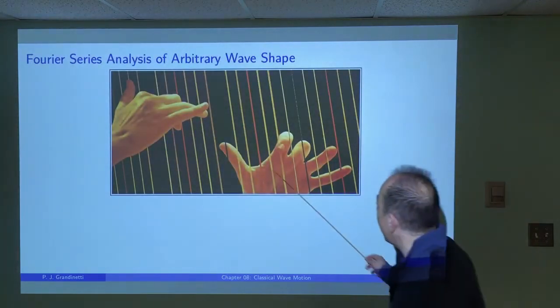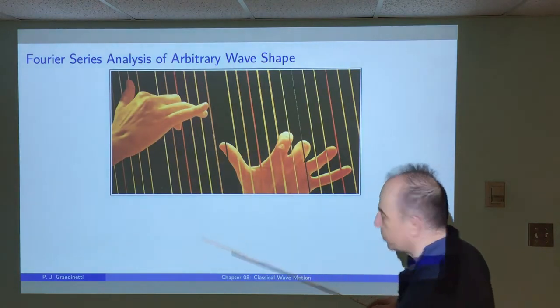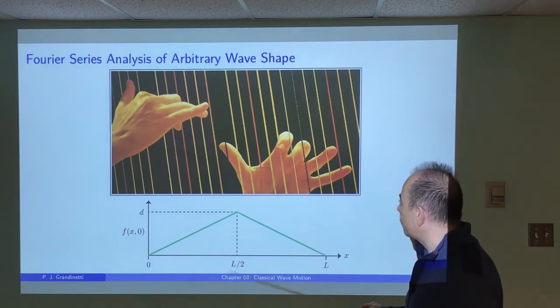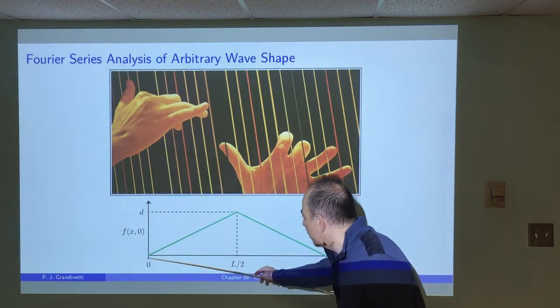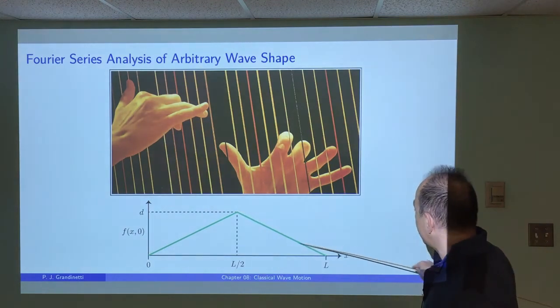So here we have a picture where somebody's playing a harp and they're about to pluck a string. At the moment right before the string is let go, you have the string being pulled out to some point, say where the finger is pulling the string, and then down to the other side.